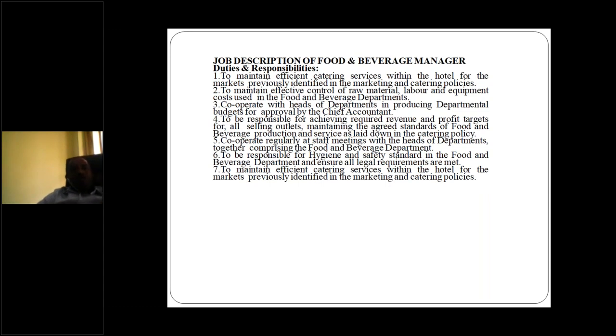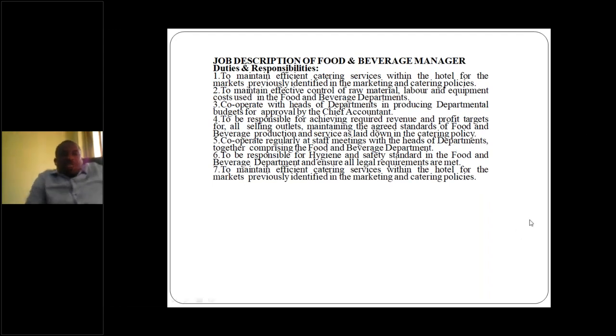Also, he is responsible to ensure that whatever we are giving, whatever is given to the guest, is in line with what has been marketed and the policies. So now let's say we marketed a menu. He must ensure that when people come and order for that menu, they will receive exactly what was marketed. They will not receive something that is not what was marketed.